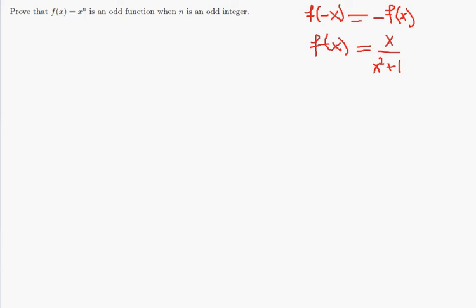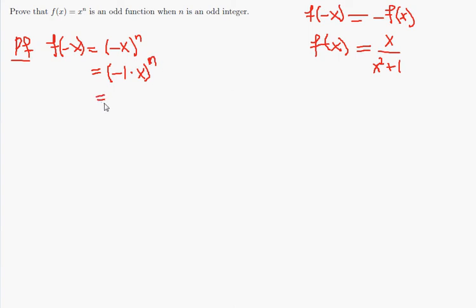To the question at hand, let's prove that it is an odd function when n is an odd integer. So the proof. Let's take a look at f of negative x. And that is equal to negative x to the nth power. And that's equal to negative 1 times x to the nth power.